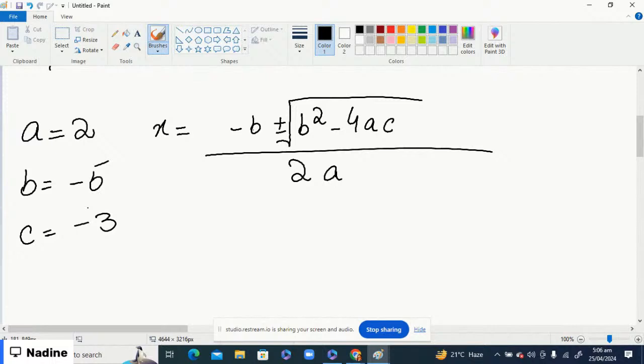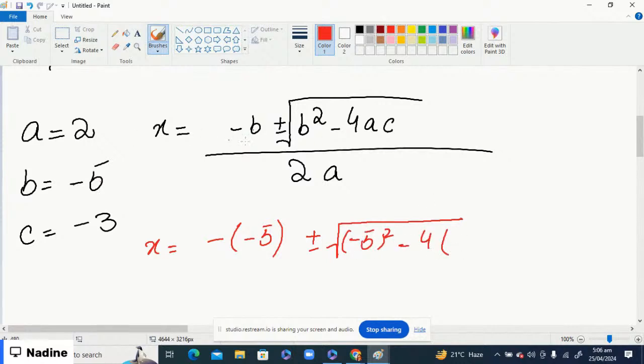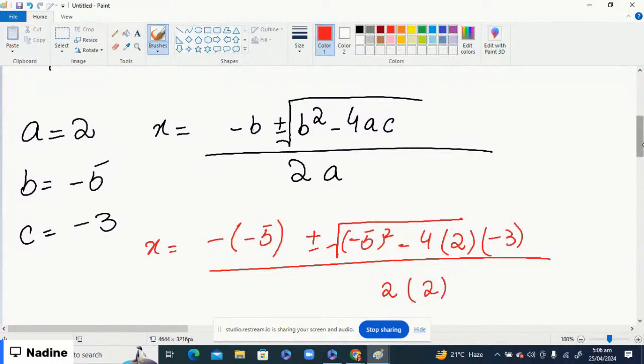Okay, let's put the values in and find the answer. So x equals minus, as it is. What is b? This is minus 5. Then plus minus the square root of b square, which means minus 5 square, then minus 4 times a, which is 2, times c, which is negative 3, over 2 times a, which is 2.